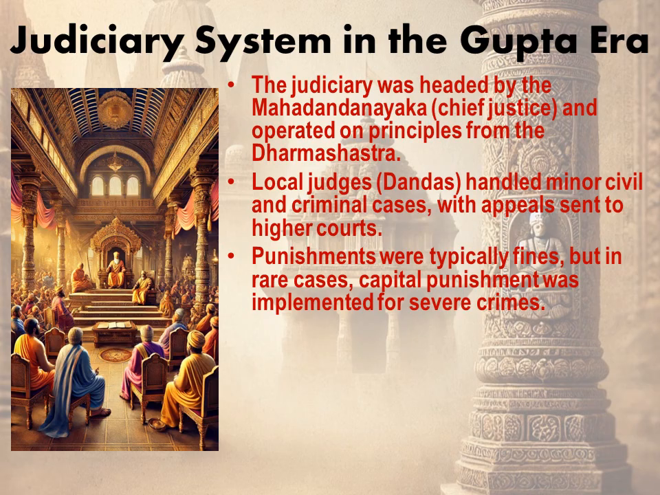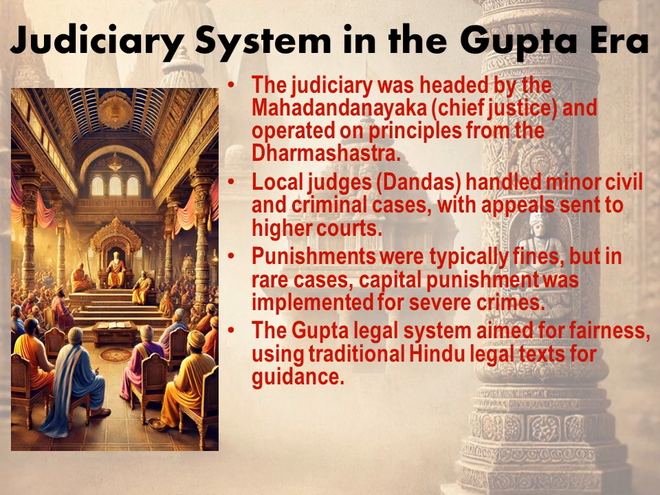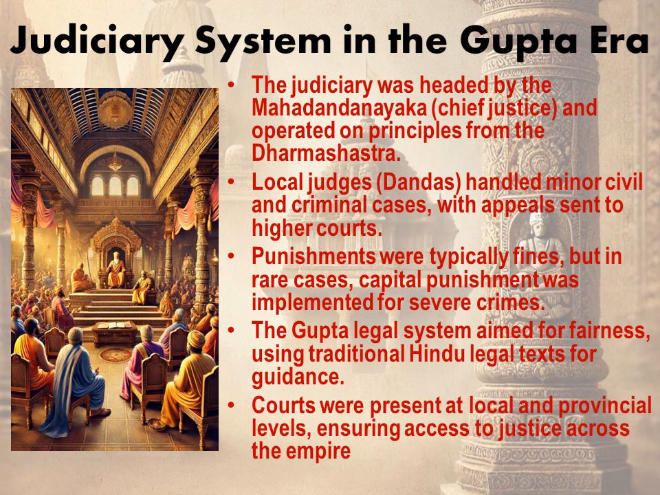Punishments were typically fines, but in rare cases, capital punishment was implemented for severe crimes. The Gupta legal system aimed for fairness, using traditional Hindu legal texts for guidance. Courts were present at local and provincial levels, ensuring access to justice across the empire.